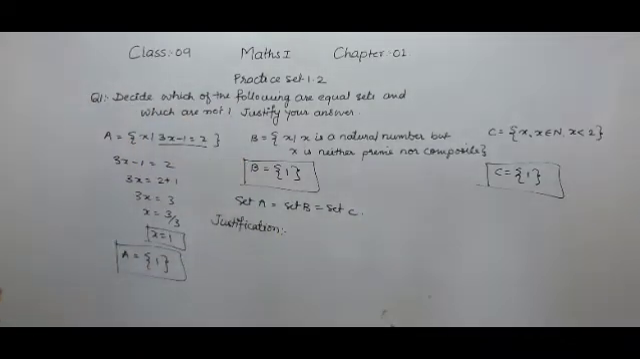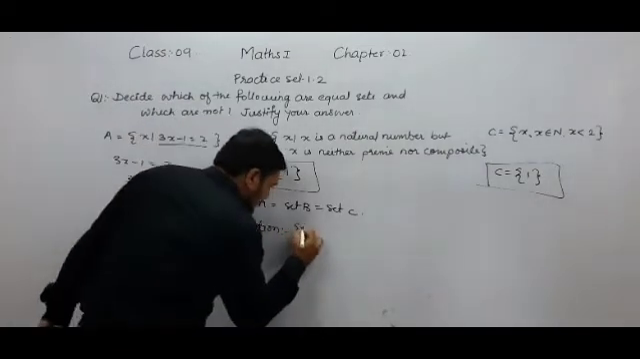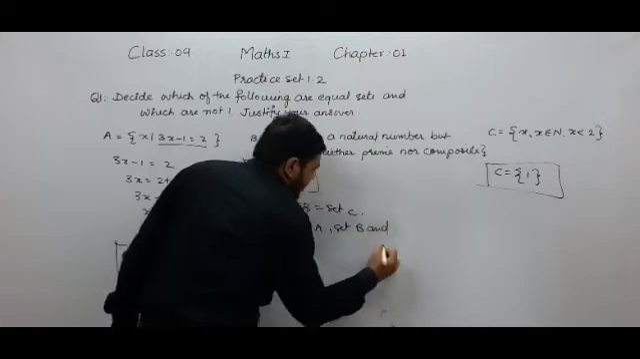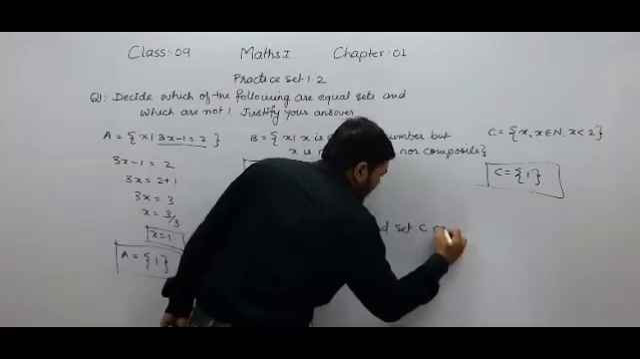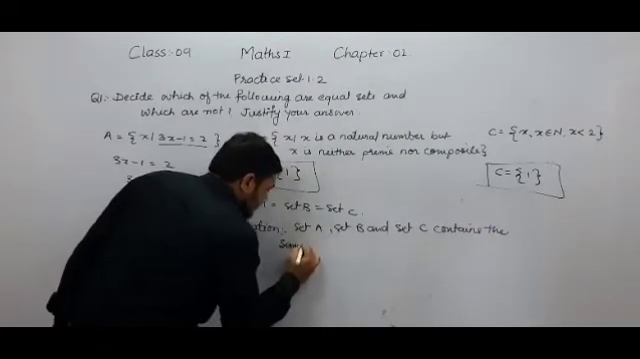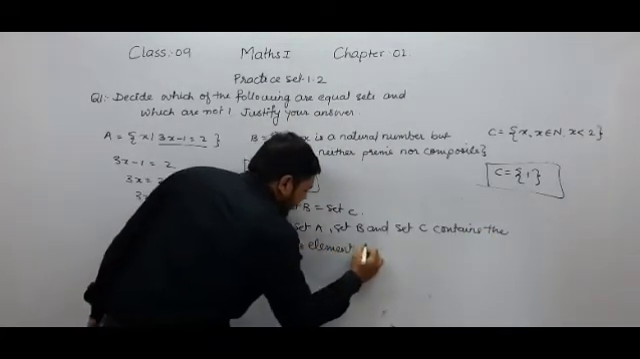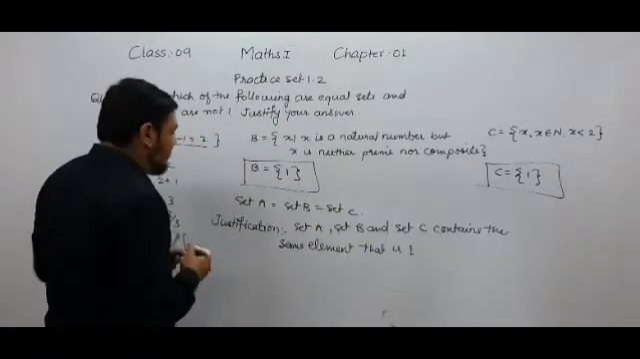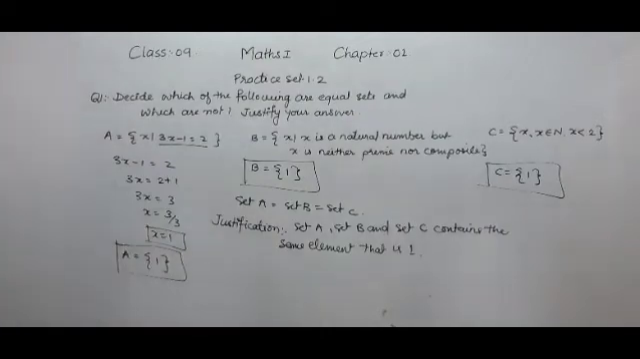So we will give the justification here. What is the justification? Set A, set B and set C contain the same element, that is 1. Hence these sets are equal sets. So students, in this way we can show that these sets are equal sets.